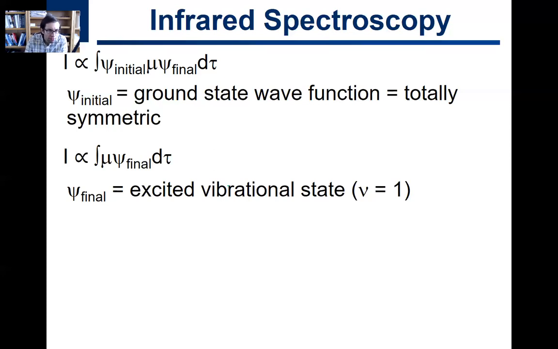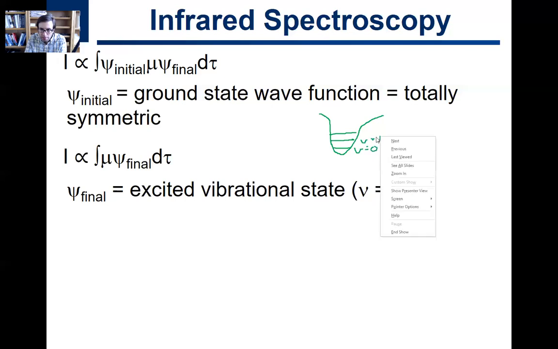So we're left with this integral where now we just have two terms, the transition moment operator and psi final. And psi final, what is that? That's the excited vibrational state. We're going to call it nu equals 1. Nu equals 0 is the ground vibrational state. You might remember this comes from the harmonic oscillator approximation. Again, some PChem stuff here, but we draw something like this, and we'd say nu equals 0 is that first line here, nu equals 1 the next.